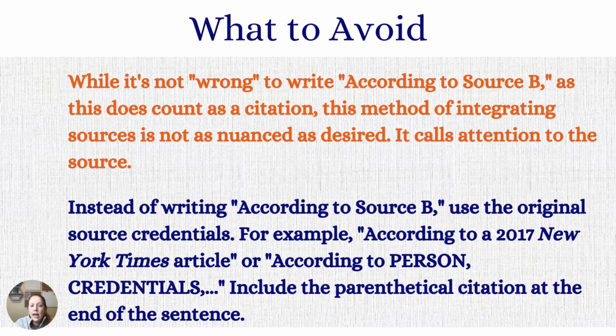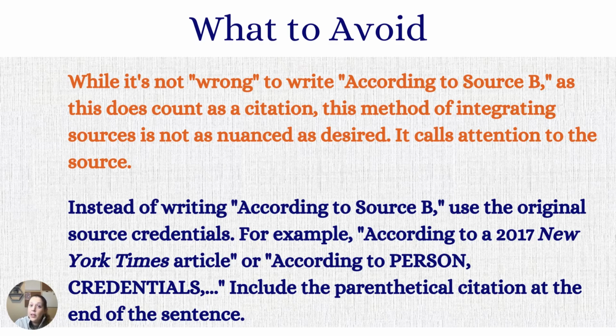Instead of saying according to source B, try to use the original source's credentials. So, for example, you might say something like, according to a 2017 New York Times article. You could even give the title of the article if you wanted to. Or let's say you're quoting a particular person, maybe even somebody that the author of your article quoted in their article. You could say, according to, and then you give the person's full name, especially if it is the first time that you're referencing them.